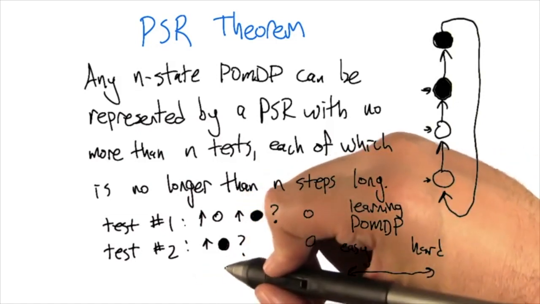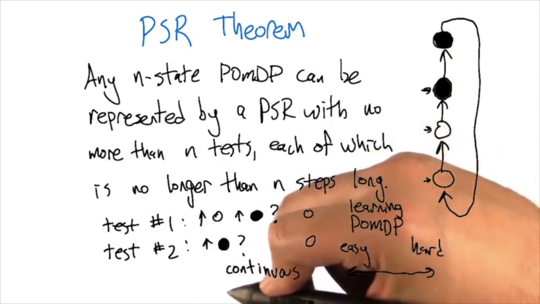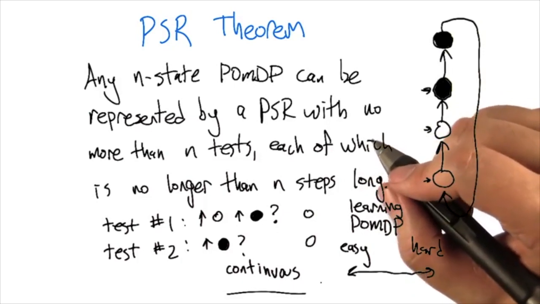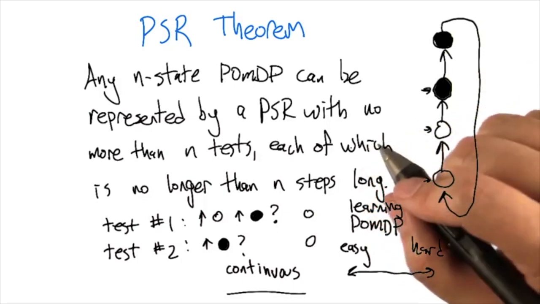There is a case though, when certain of the attributes of the problem are continuous, where in fact it can be shown that a PSR representation can actually be learned efficiently when the POMDP representation is not clearly learnable efficiently.